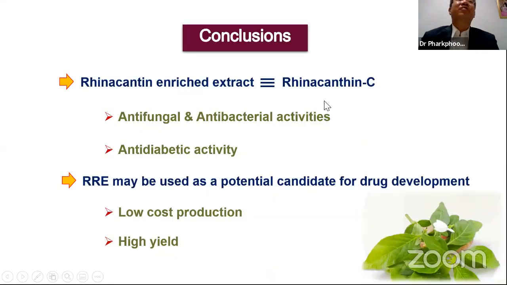So for this, I would like to conclude that linacantin-rich extract is a potential extract that we can use for herbal product development, and it gives activity equivalent to linacantin C, including antifungal, antibacterial, and anti-diabetic activity. And we can use linacantin-rich extract for drug development because it is low cost to produce and we can prepare it in a higher yield. So this is one example from linacantin-rich extract.